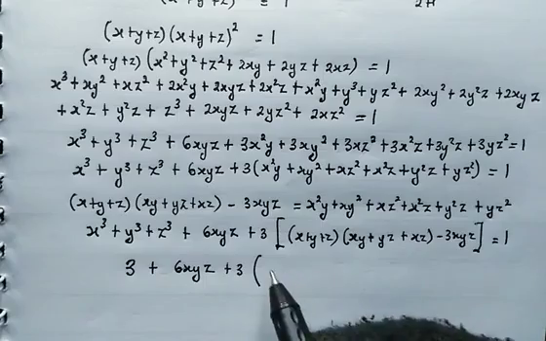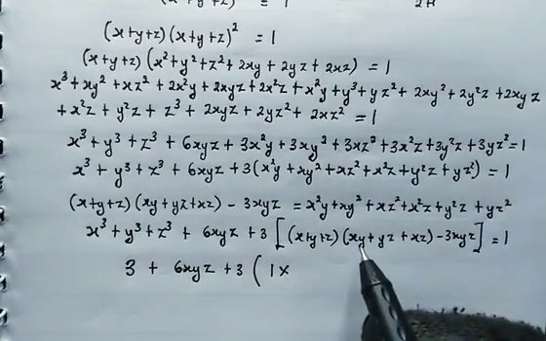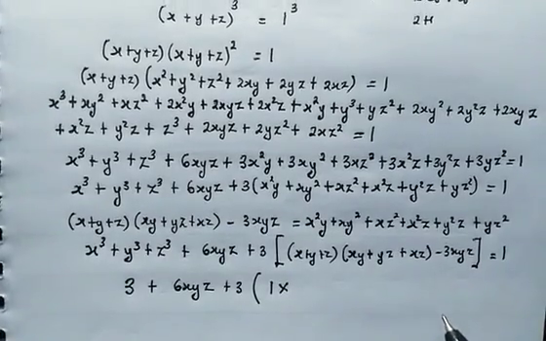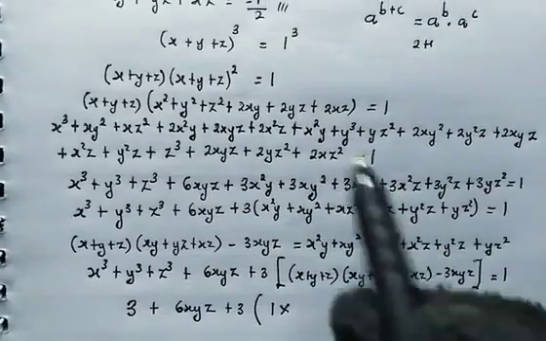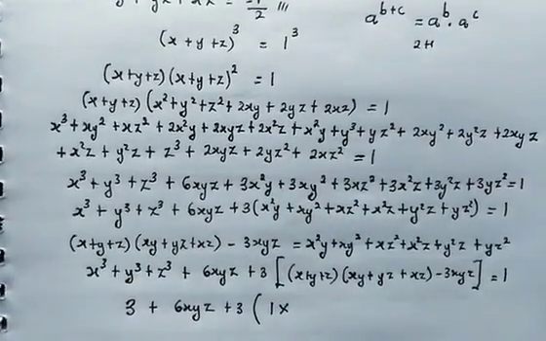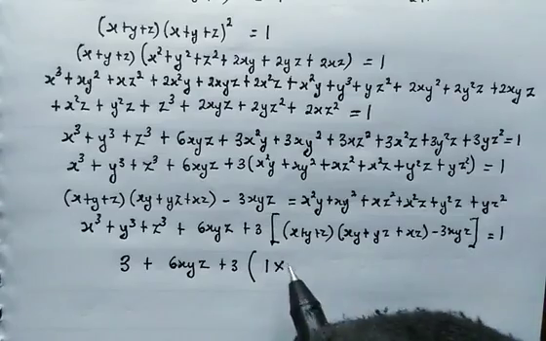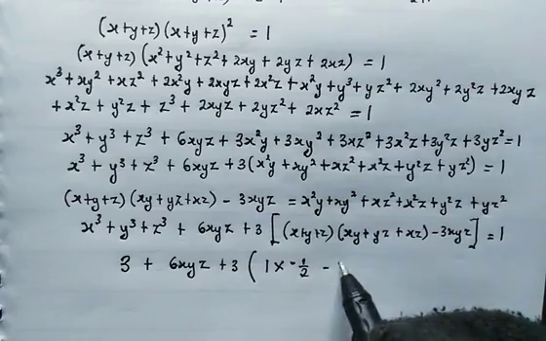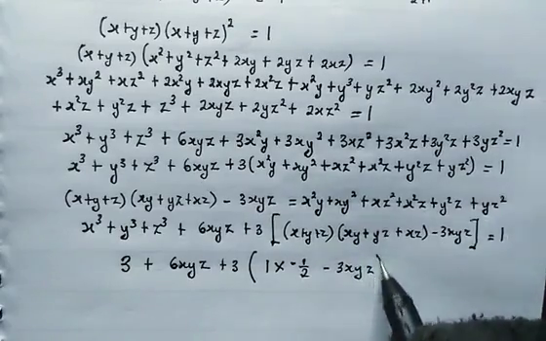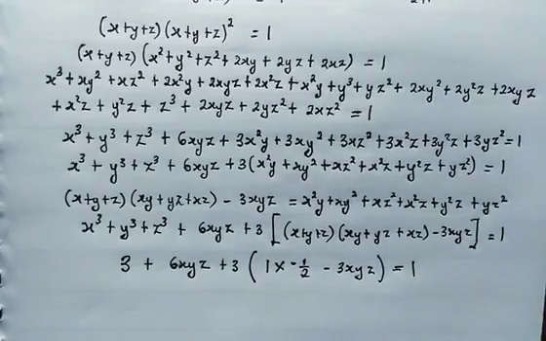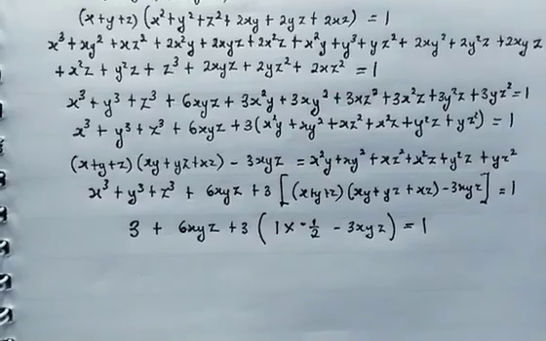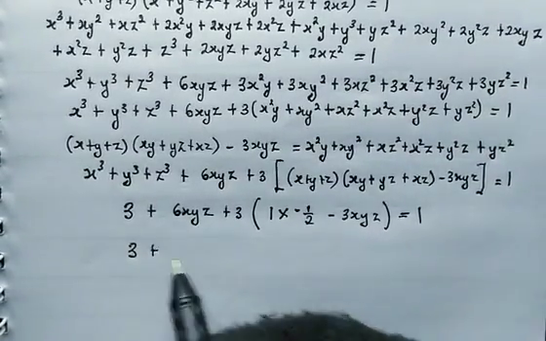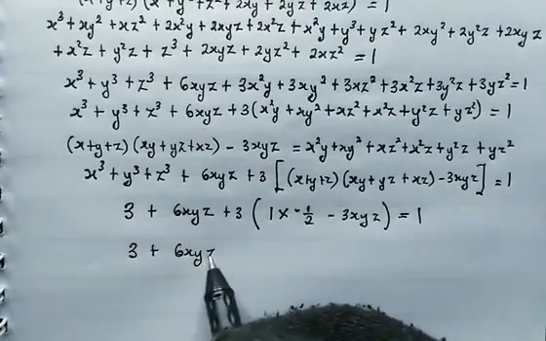x plus y plus z is 1. Multiply by xy plus yz plus xz. Remember, we got the value. And what was the value? Negative 1/2. So here we have to multiply this one by negative 1/2. Then we're subtracting 3xyz. So we can see what is going on. So we can easily solve for x times y times z from here.